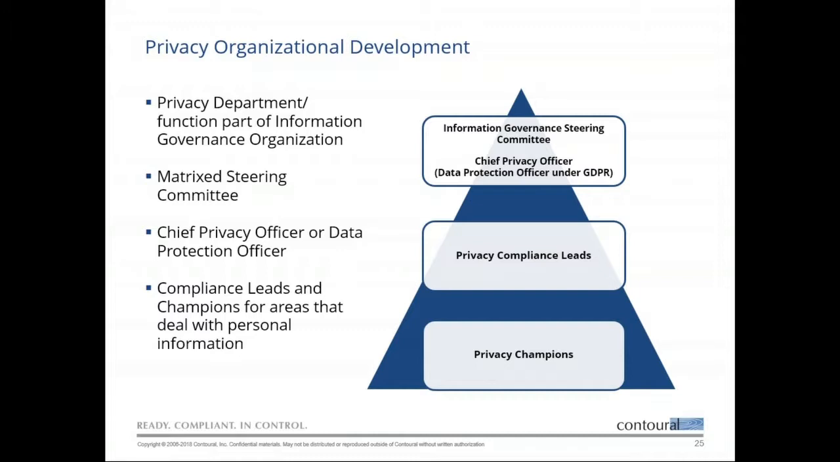This person would, in this organization anyway, report to a matrix steering committee, a cross-functional steering committee made up of legal, IT, records management, information security, the business. It's not just a group to oversee privacy, but a group to oversee all aspects of your information governance organization, which would include records management, litigation readiness, information security, and other areas.